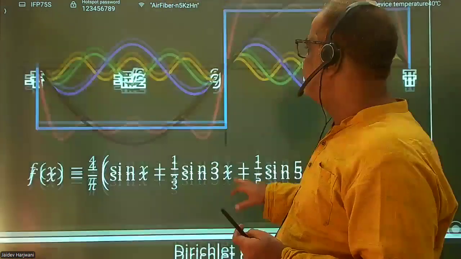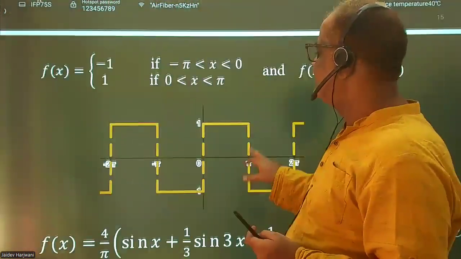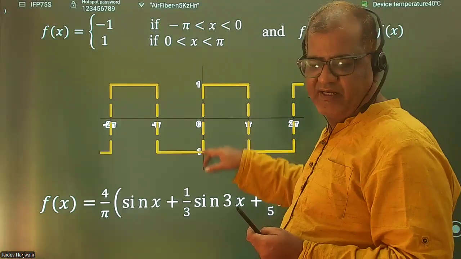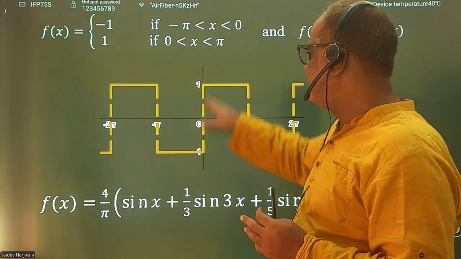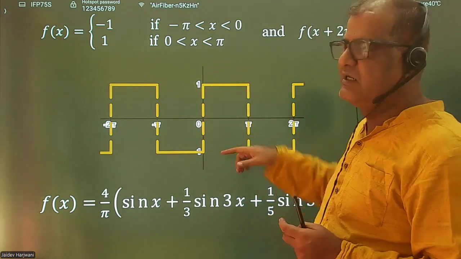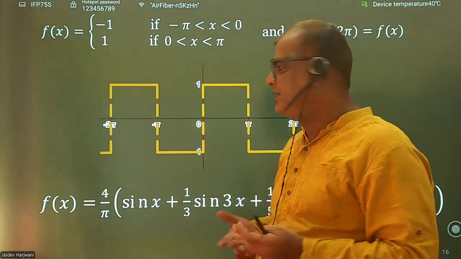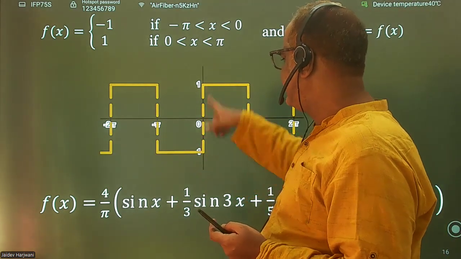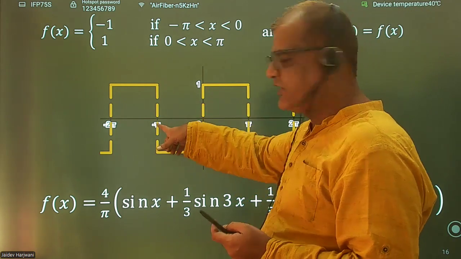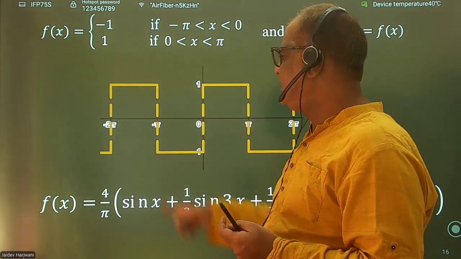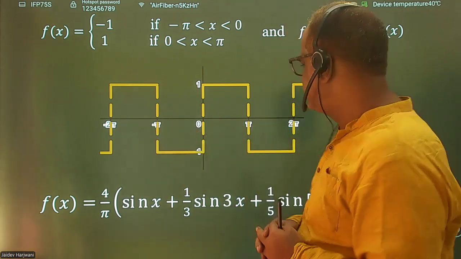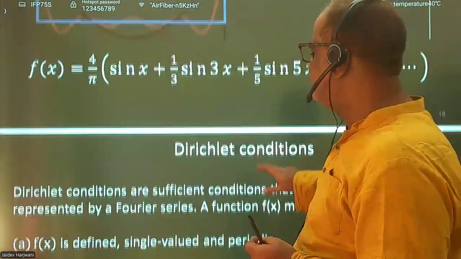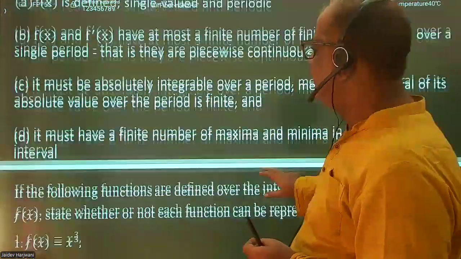Piecewise continuous means you see here your function has a discontinuity, but this is a finite discontinuity. Finite means you don't have infinite values; nowhere in the interval is the function becoming infinite. At x equal to 0, the function goes from minus 1 to 1. Similarly, you have a discontinuity at minus pi, and at minus 2 pi. So you have a finite number of discontinuities, and the amount of discontinuity is also finite.